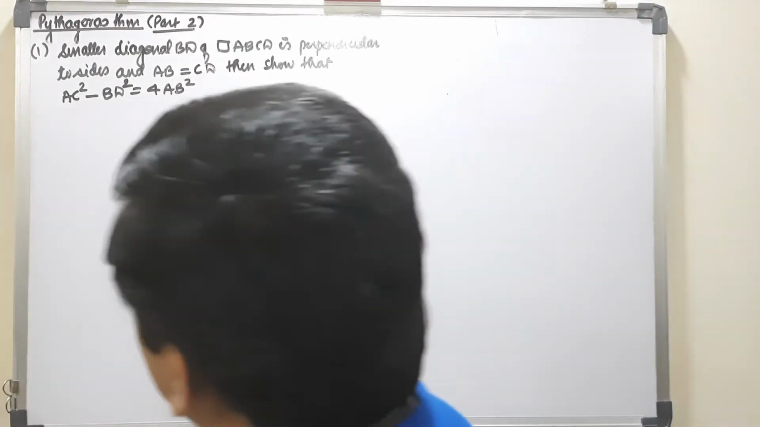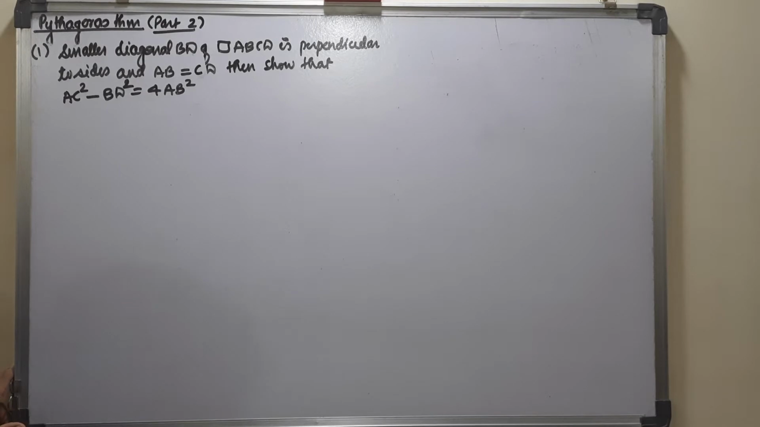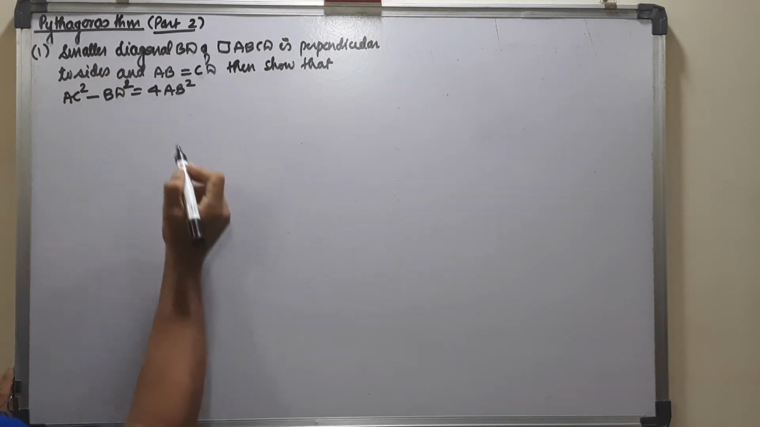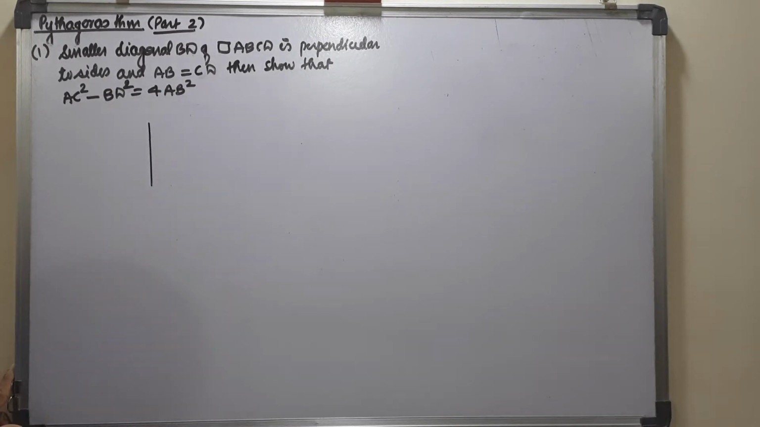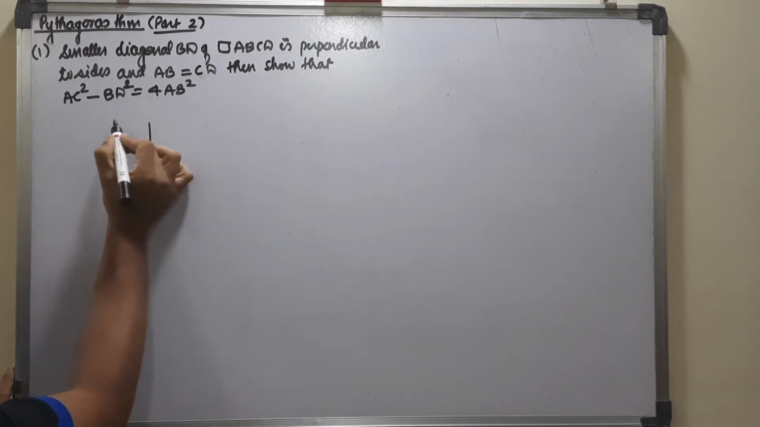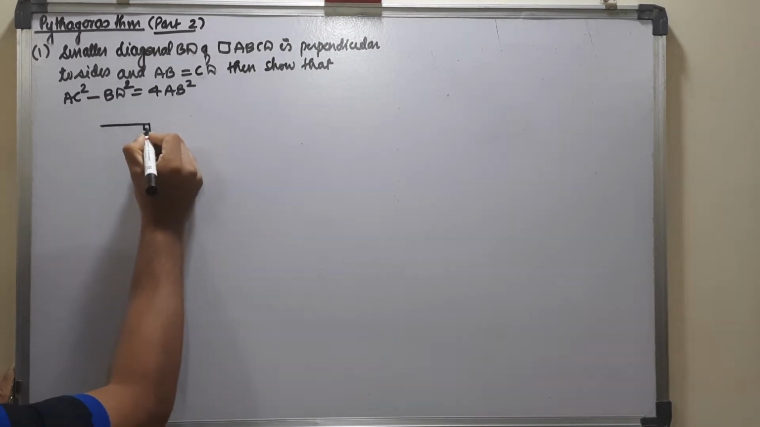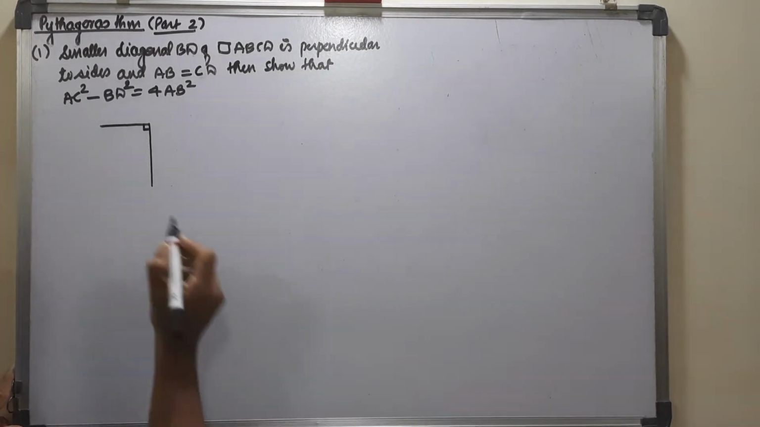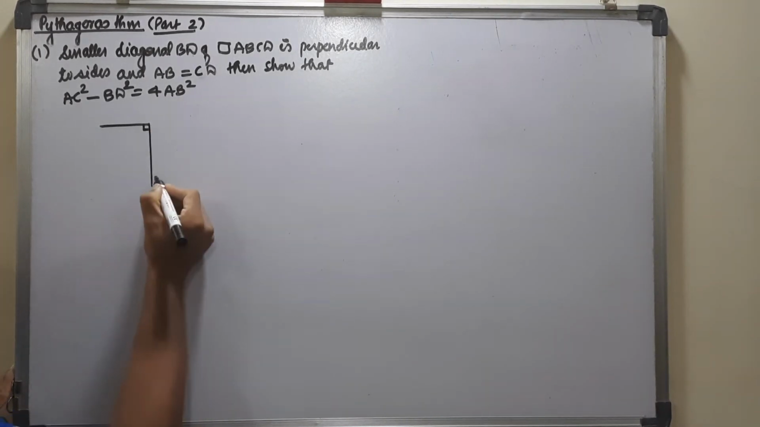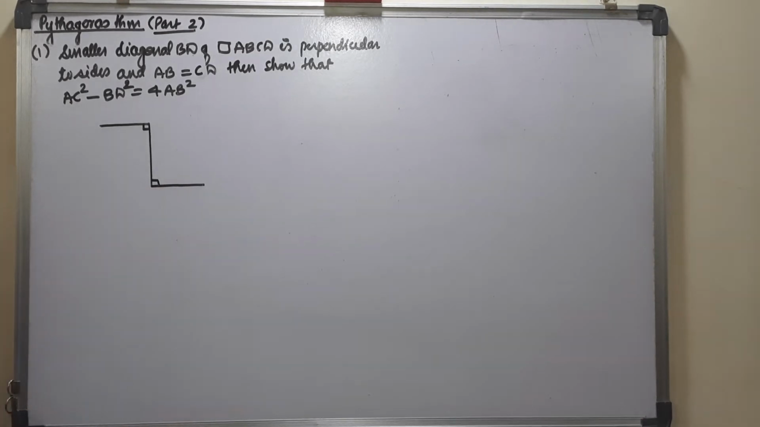So first and foremost, I will try to draw the figure to understand the question. It says that the smaller diagonal BD is perpendicular to the sides. So let this be the smaller diagonal. If I take a side on the left side with a perpendicular symbol, then for the diagonal to exist, the second side must not be on this side, otherwise it will become a side. So it should be in the opposite direction. So these are your two sides which are perpendicular.